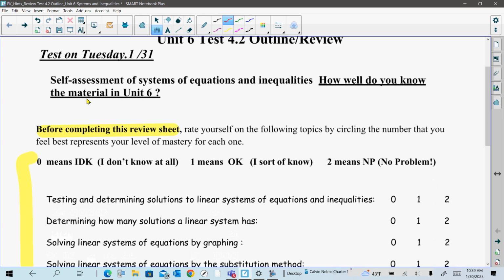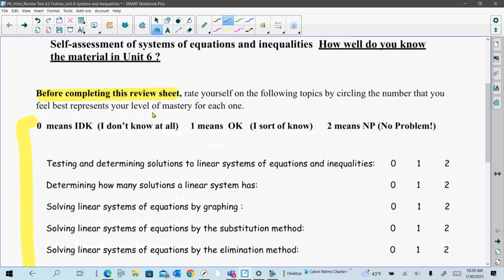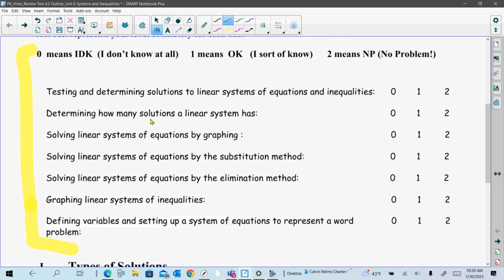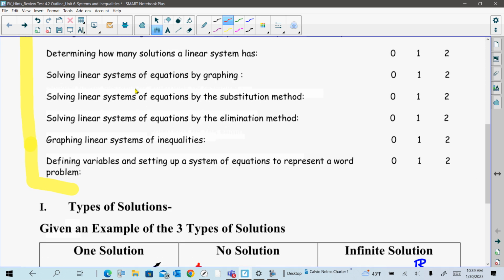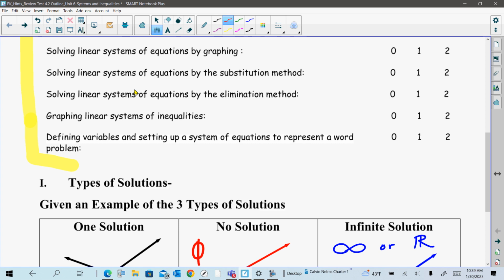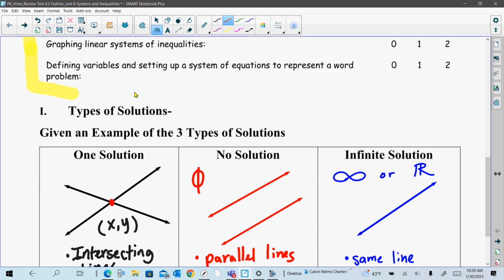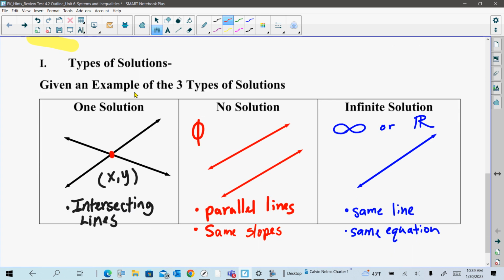I am going to check your survey, so just be honest before you take it about what you can and cannot do, and then let's look at your survey at the end after we go over it. Before you complete the review, you're going to answer these questions about the concepts on the test. Then we're going to see how that changed or did not change. All right, so the first thing you need to know is that there are 3 types of solutions.